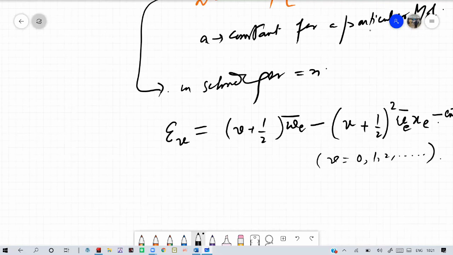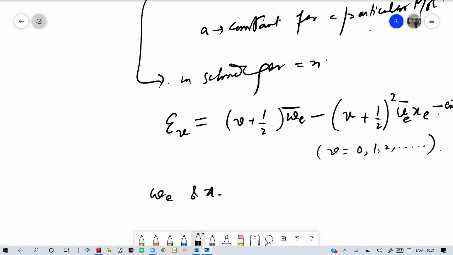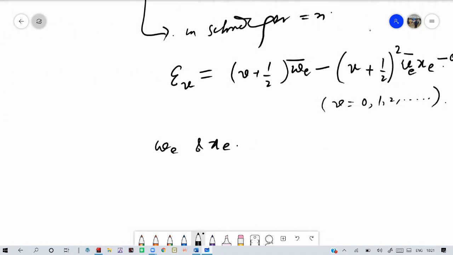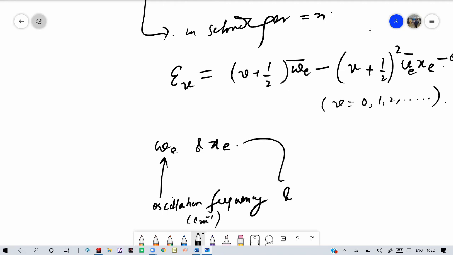Here I have used two different terms: one is omega E and the other is X E. This is the oscillation frequency, and this is in wave numbers, in centimeter inverse. This X E is the anharmonicity constant.